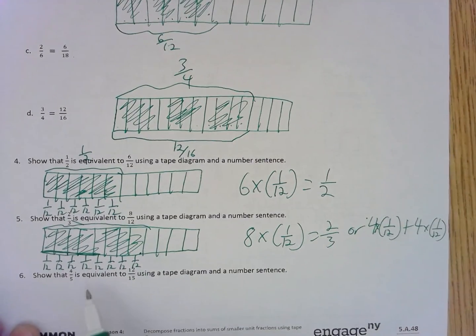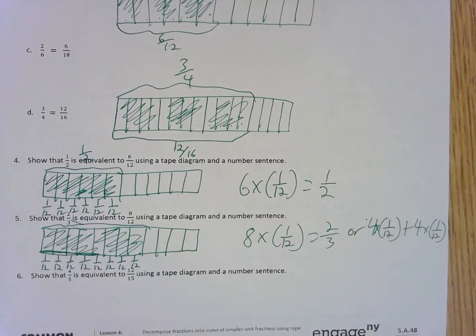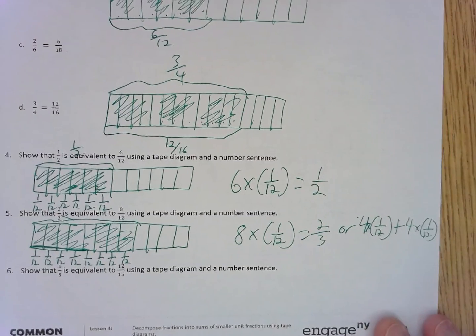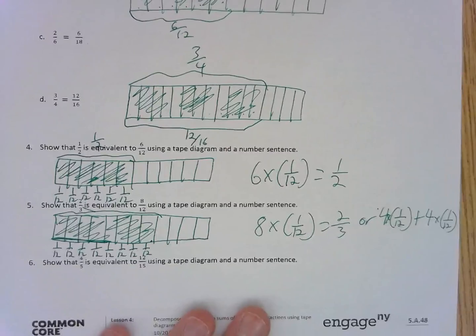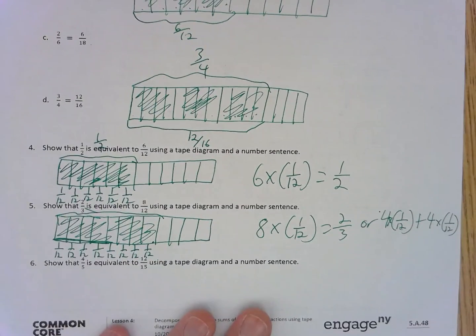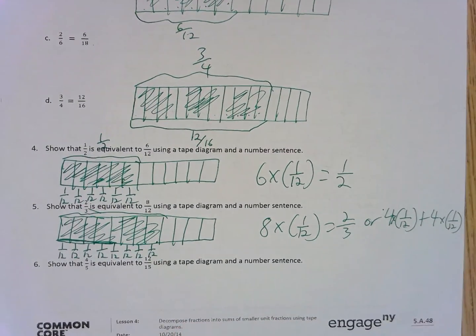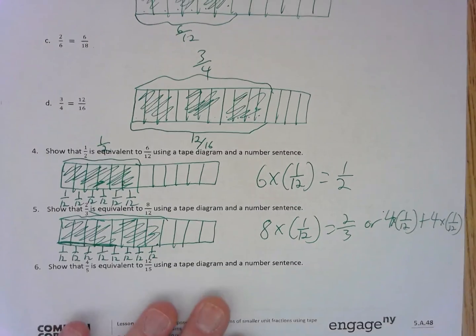So this one's going to be very similar. Do 4/5 into 12/15. I know it's confusing. It's a lot of work. But it's very important that they understand. This is a good visualization for them to understand why fractions are equivalent. So that was Lesson 4, Module 5.